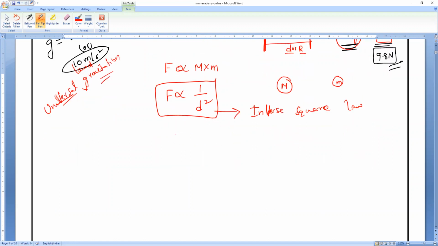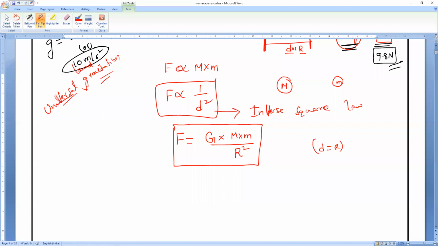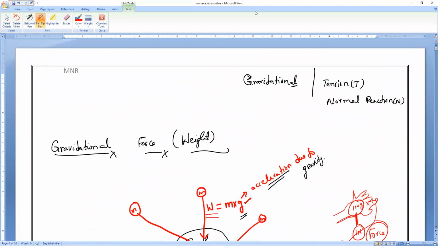So if we combine these two equations, we'll get the formula. F is equal to capital G into capital M into small m divided by r square. Let me take d equal to r, whatever it is, the distance between the centers. So this is the formula to calculate the gravitational force. Gravitational force we used to call weight, which is acting between any two bodies. That is what you have to remember. So this is gravitational force.